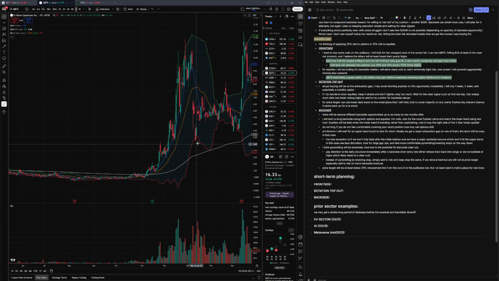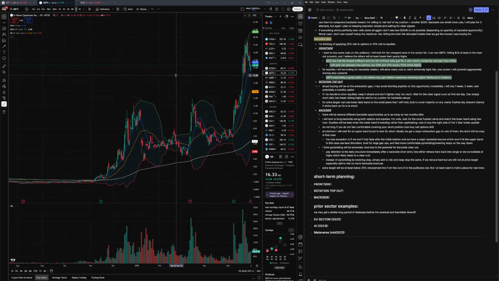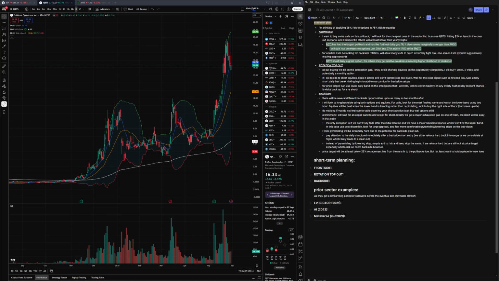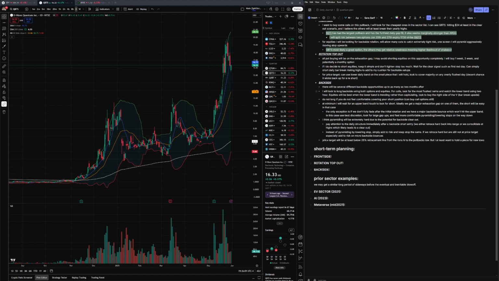So right here you can see last time QBTS ran, boom, bounced huge. Here again, boom, bounced huge. So yeah, but mostly I won't put a lot of risk on that. I'll put most of the risk on the short.